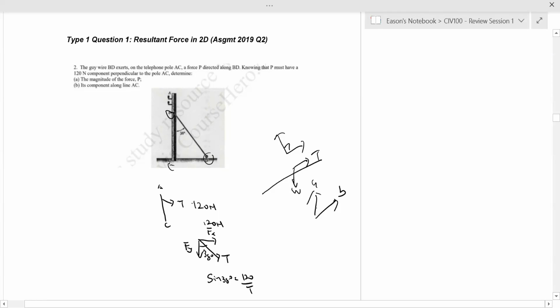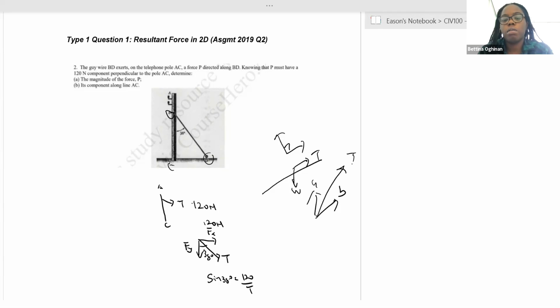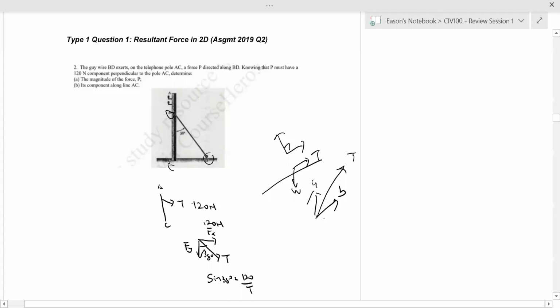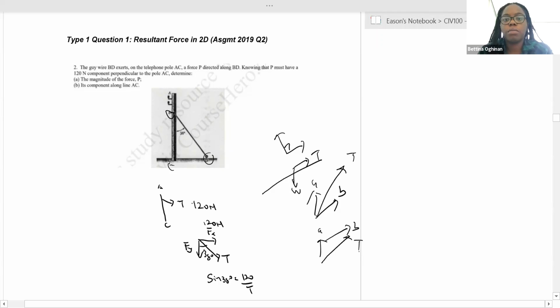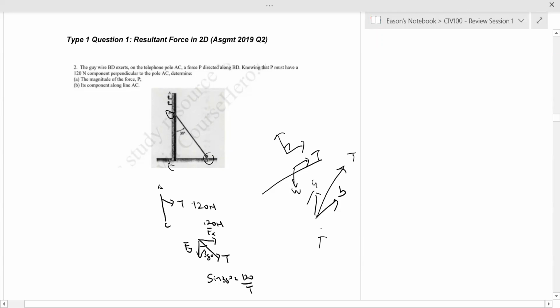Because obviously this is not a right angle triangle. So if I have a force, say here, and I ask you to resolve the force into component A and B, then I have no choice but to use the sine rule and cosine rule. In this case, if I do my parallelogram law, then A plus B has to be equal to T. Sorry, this is a bad triangle, but you see what I mean? If this is A and this is B, this has to be equal to T.